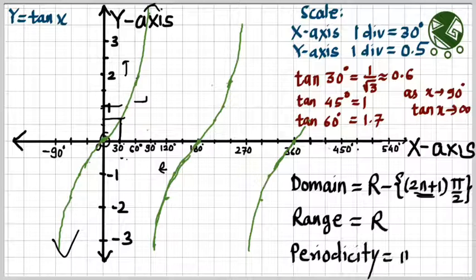And what is the periodicity? Here the graph is repeating. If I take this portion from minus 90 to plus 90, that is being repeated over and over from minus infinity to plus infinity. So the periodicity is pi, which is 180 degrees.